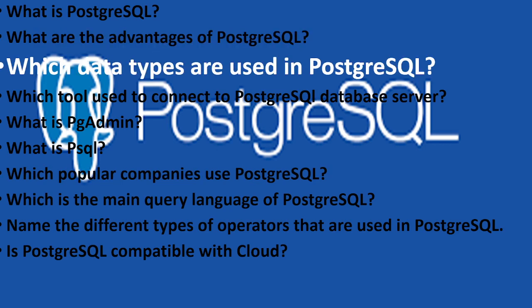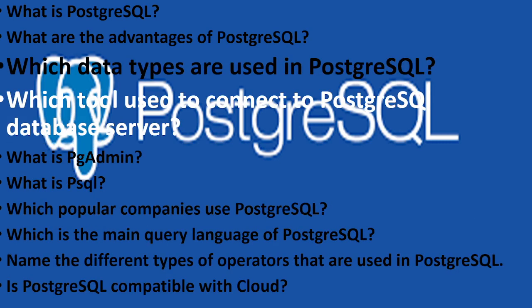Which data types are used in Postgres? The following data types are used in Postgres: numeric data types, geographic primitives, Boolean data types, character data types, monetary data types, array, document data type, datetime data type, customization data type.